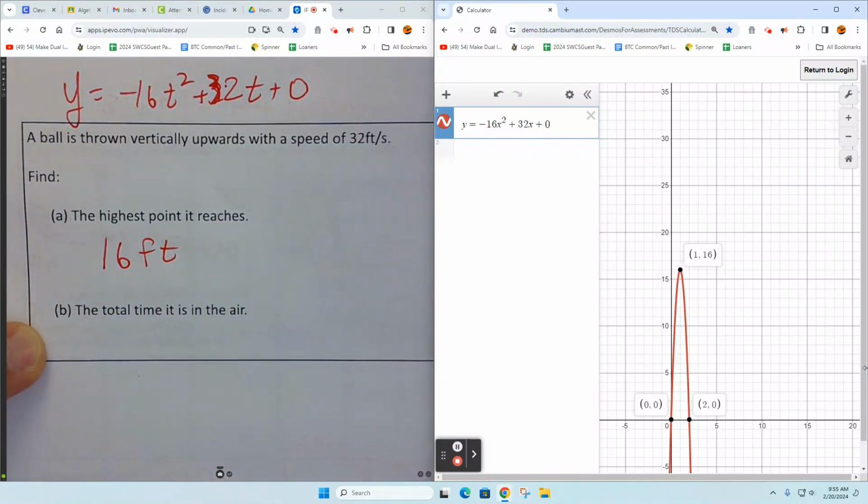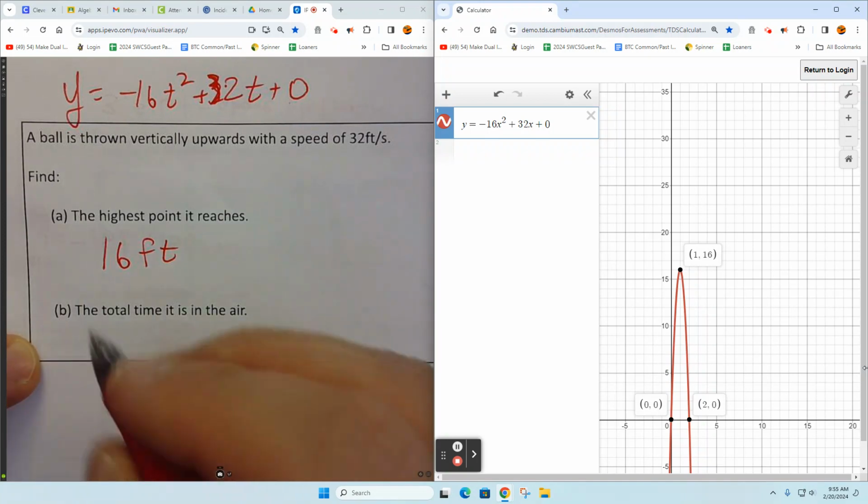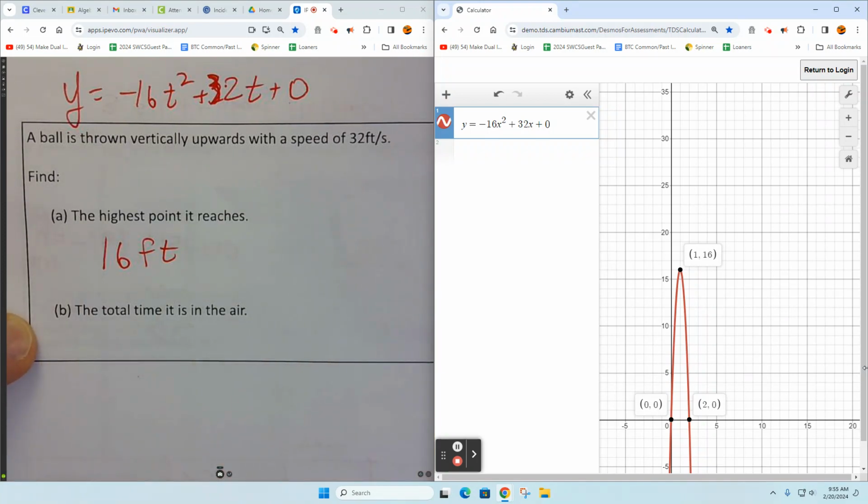The total time in the air. Would it be 3 seconds? Wait, because if he throws it up, it's 1, and then it takes 2 seconds to hit the ground, so it's 3 seconds. I think it's 2. It's 2 seconds. It takes a second to get all the way up, and then a second to get all the way down.